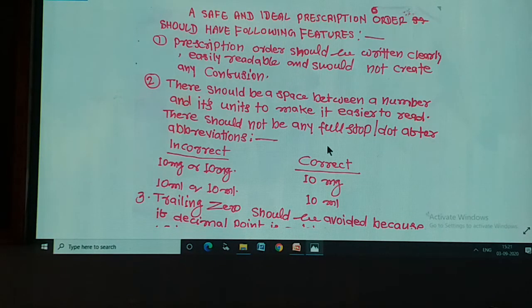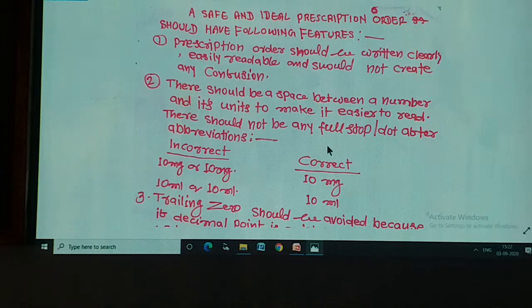Now coming to the next important point, the conclusion. A safe and ideal prescription order should have the following features. First, the prescription order should be written clearly and be easily readable and should not create any confusion. Next point, there should be a space between a number and its units to make it easier to read. There should not be any full stop or dot after an abbreviation.